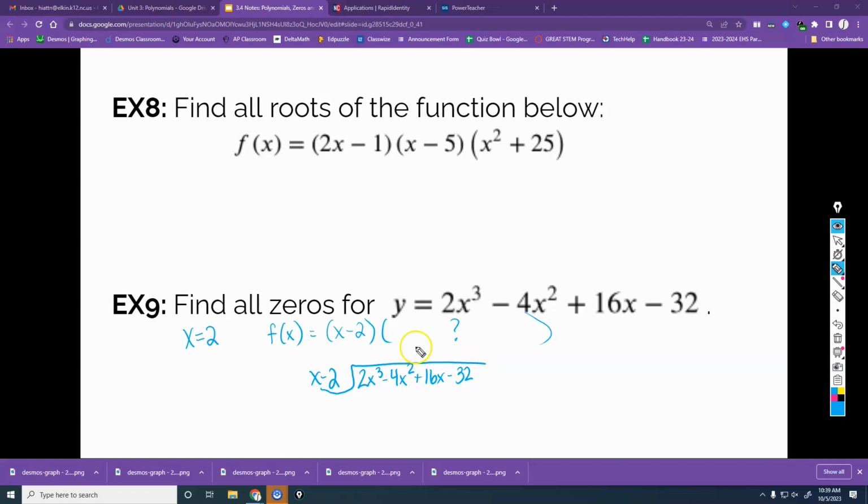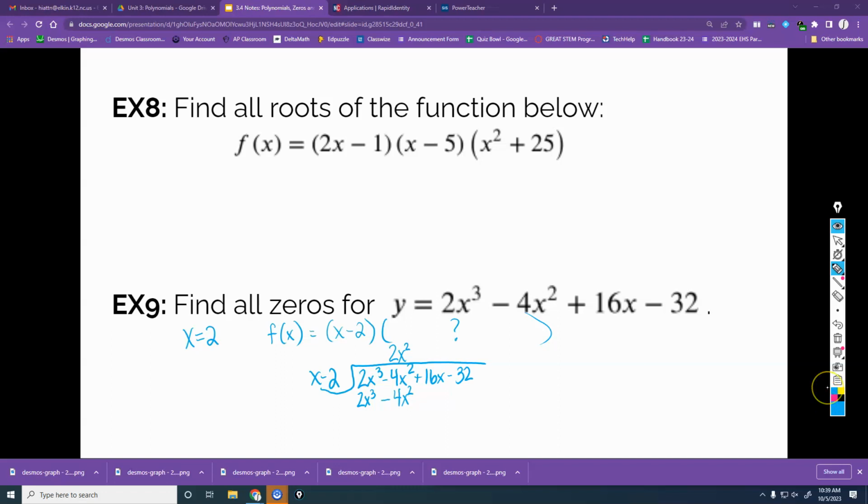So for this, we're asking ourselves, what times x gives us 2x to the third? And that would be 2x squared. Because if I do 2x squared times x, it gives me 2x to the third. Then I also have to do the 2x squared times the negative 2, which is going to be negative 4x squared. Okay, we okay here?